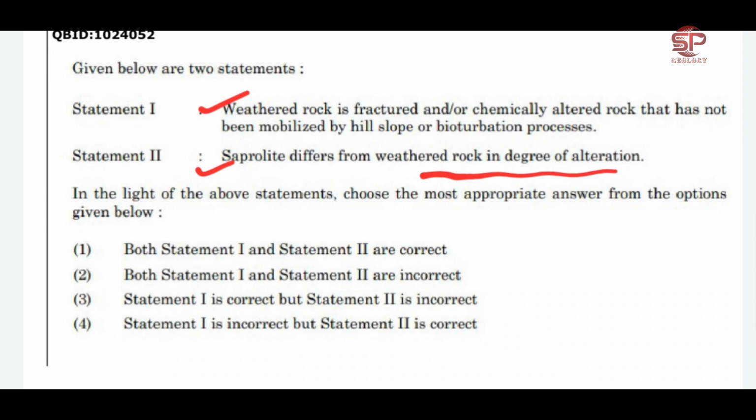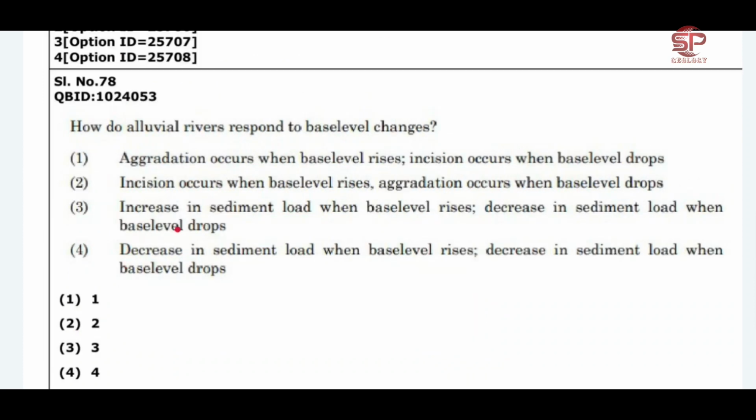Igneous or metamorphic rock, after alteration, converts to chemically weathered rock and then to saprolite. Saprolite indicates a deep weathering condition, so it is also correct. Both statements are correct. Next: how do alluvial rivers respond to base level changes?